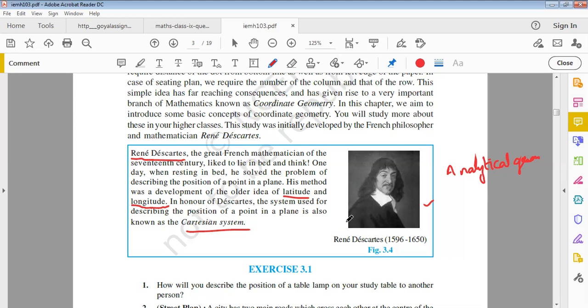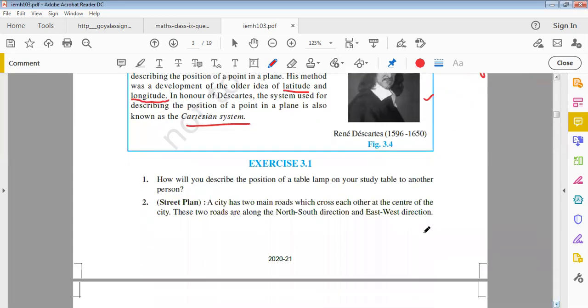This is very simple, children. If you are at home, you stand beside a wall, near the wall, and you keep a book or something else on the floor. Then you try to find out, with reference to the edges of the walls and the edges of the floor, where the book is located. Same thing, this man also did it. There is an activity.